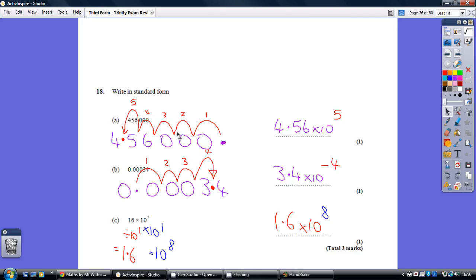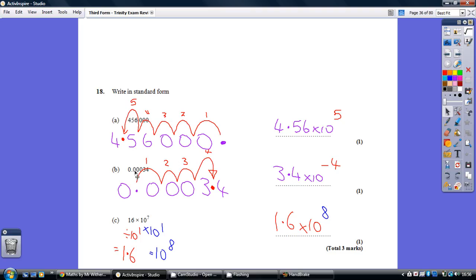Now, the decimal point is effectively here to start with. We need to move it to here. So really just bunny hop along the number of jumps the decimal point has to do. So 1, 2, 3, 4, 5. It's a big number, so that's a +5.